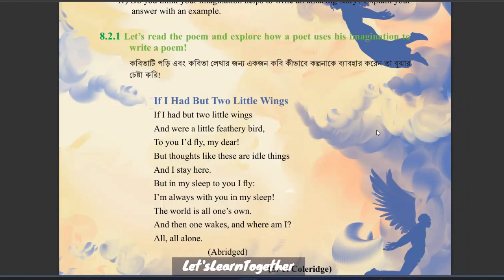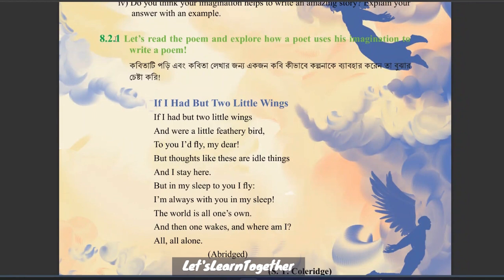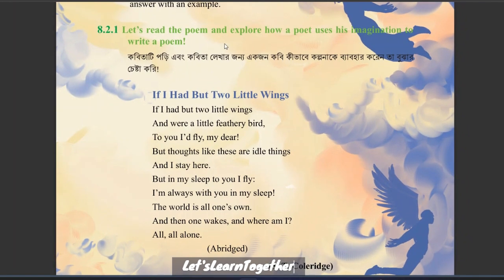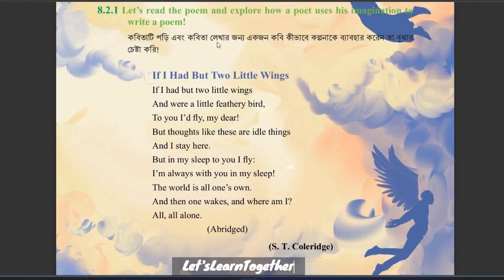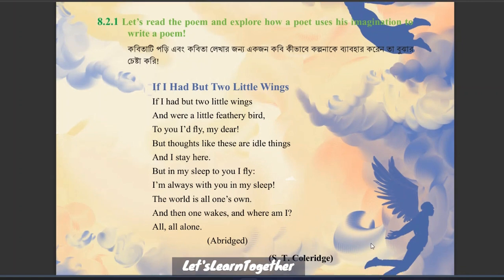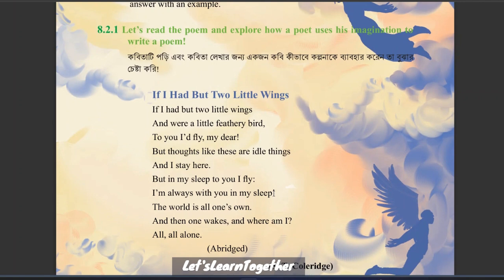Let's learn together. So, today we will be solving activity 8.2.1 of the English book of class 9. So, let's see what this activity talks about. Let's read the poem and explore how a poet uses his imagination to write a poem. That means, look, here a poem has been given. The name of this poem is If I Had But Two Little Wings, and it's written by S. T. Coleridge. He is the poet of this poem.